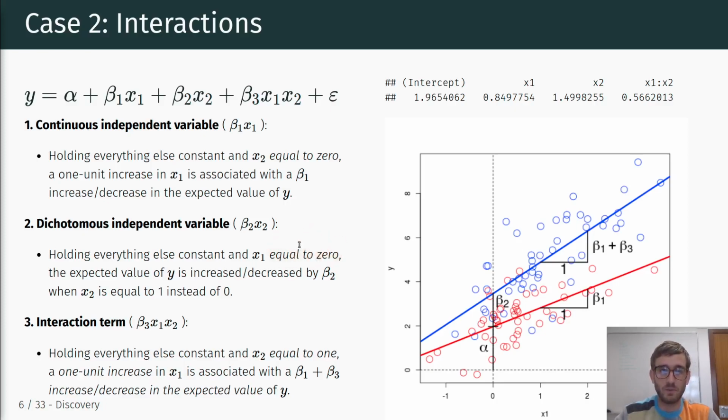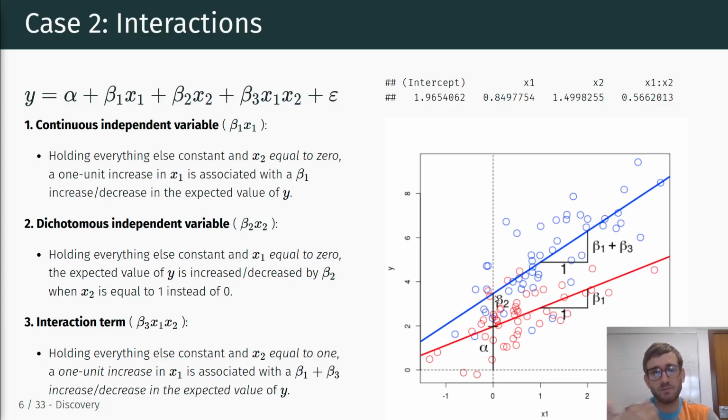Okay, so we interpret the coefficient for the dichotomous independent variable as holding everything else constant and x1 equal to 0. So again, we hold the other variable that is part of the interaction equal to 0. The expected value of y is increased or decreased by beta 2 when x2 is equal to 1 instead of 0, right? So that's quite similar to the previous interpretation of the intercept shift that we talked about in case 1. The only difference is that the size of this intercept shift is now the size of the shift where x1 is equal to 0, right? So we're shifting the line by beta 2, but only at this point.